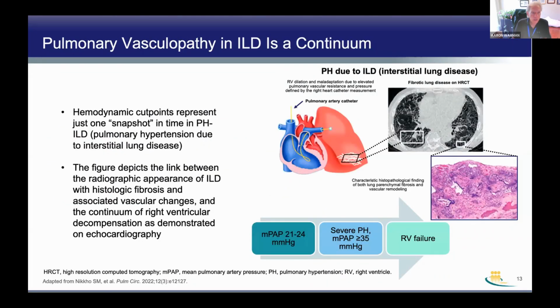And it's really a continuum. Patients obviously are dealing with a progressive disease, both the interstitial lung disease and then the vascular disease, such that hemodynamic cut points represent just one snapshot in time. And we have to keep an open mind that as things progress, it's likely that the pulmonary vascular aspects will also progress.